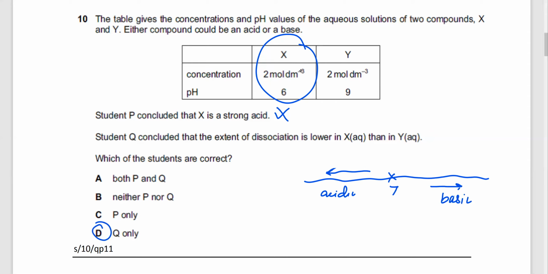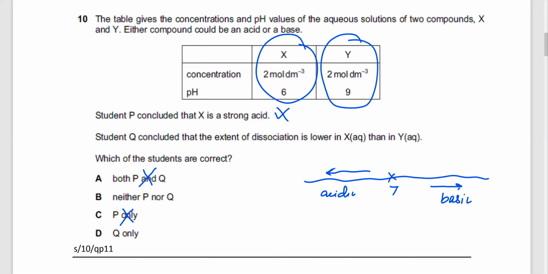because which students are correct? Both P and Q. So it could be B as well. I mean, B could be an option as well. But this one and this one are now incorrect. Student Q concluded that the extent of dissociation is lower in X than in Y. So which one is dissociating more, X or Y? Remember, they're both different substances.